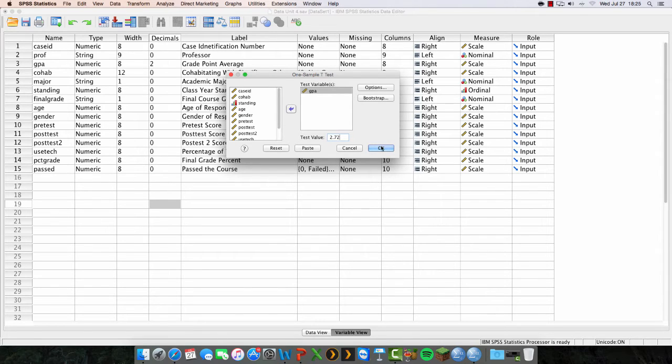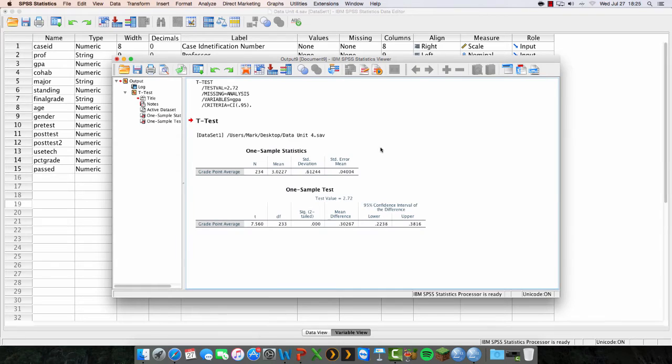So what do we get? These are the results we get. So what do we have? We have 234 cases with an average of 3.0227, right? That's what we're interested in. That's the average for the students that have been tested for this class.